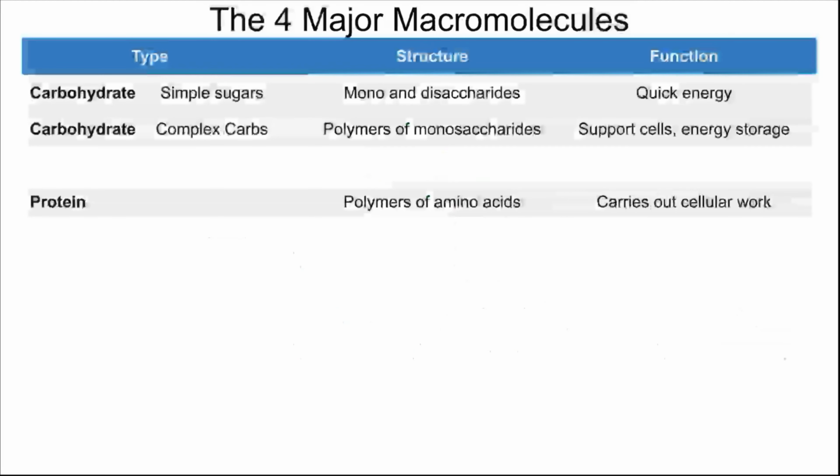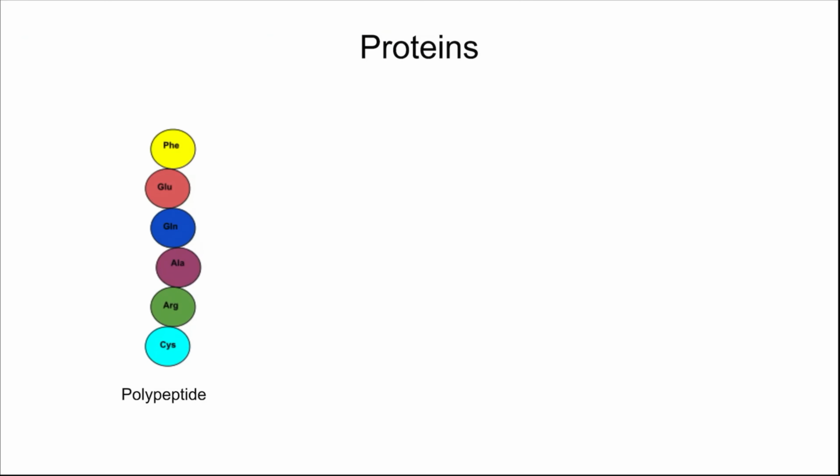The next major macromolecule is protein. Proteins are polymers of amino acids. Remember that polymers are chains of smaller units. Proteins carry out cellular work. Polypeptides are strings of amino acids that make up larger proteins. You can see here that this polypeptide is made out of 6 different amino acids.